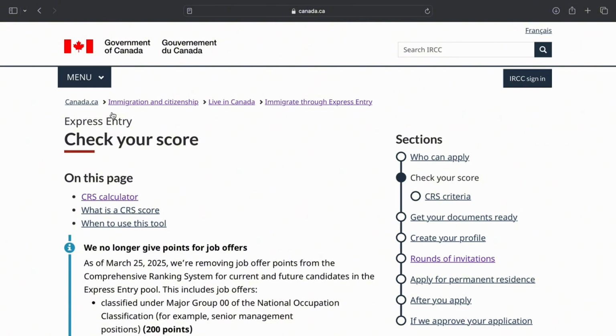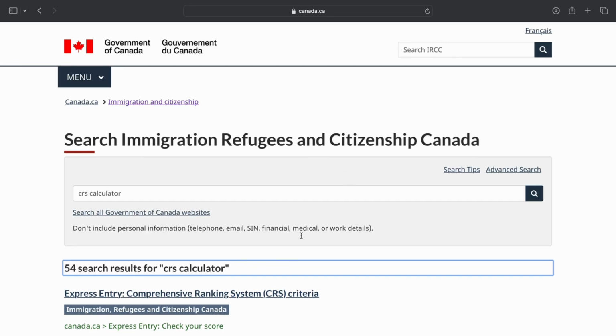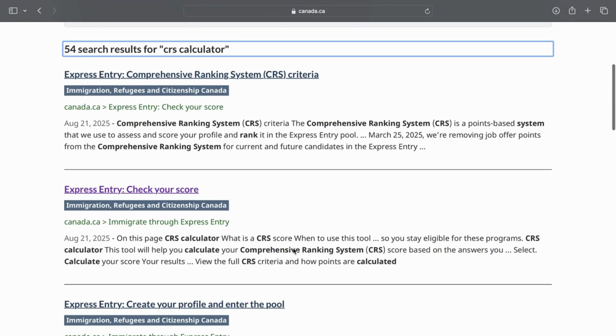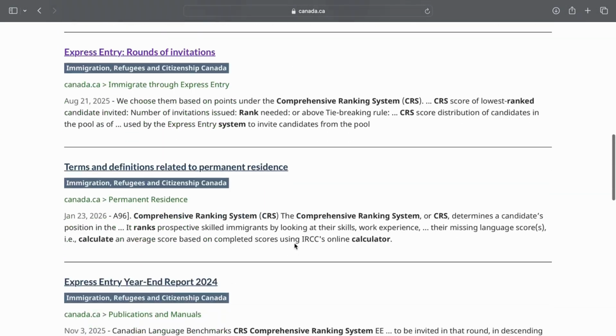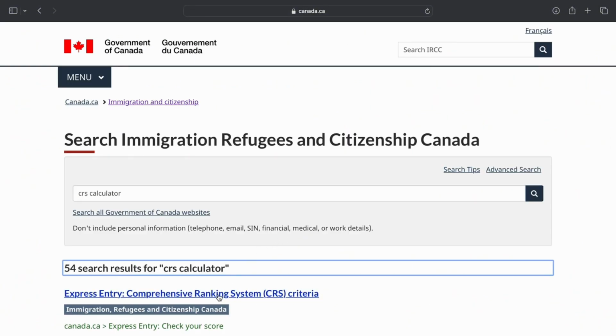Now you can see right here, CRS calculator. There are also other sections like what is CRS score and when to use this tool. All of this information is available on the Canada IRCC website. For easy navigation, you can always use the search bar to find exactly what you're looking for. For example, if I type in CRS calculator again, you will see all related results pop up. The Express Entry Check Your Score option is highlighted because I've visited it before. So we're going to click into the first one, which is the CRS criteria that we are looking for.